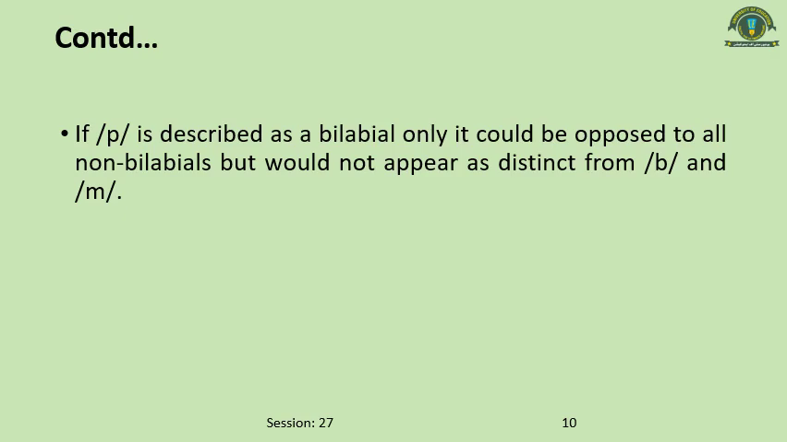So where the non-bilabials are concerned, we can say, alright, p is opposed to all which are not bilabial. But so far as b and m are concerned, it will not appear as distinct from b and m if I am talking about only bilabialness, that p is a bilabial sound. If we just keep in mind only being bilabial, then we have to compare it with b and m, but not with other non-bilabials. Is it clear?